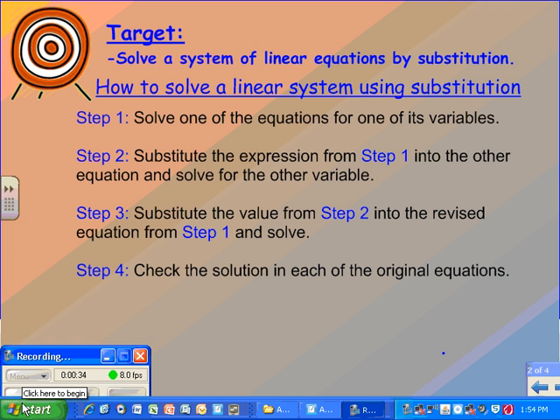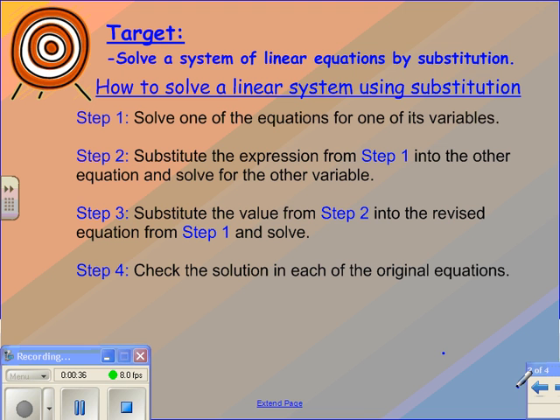So let's just go through some steps on how to solve a system of equations using the substitution method. First, we want to solve one of the equations for one of its variables, and it doesn't really matter if you solve it for x or y. In step 2, once you've done that, substitute that expression from step 1 into the other equation and then solve for the other variable. Once you've done that, you will have your solution.